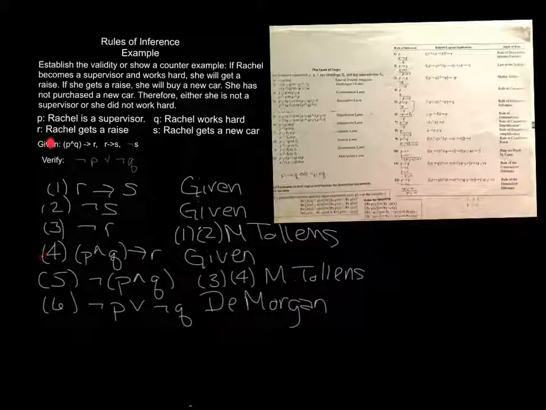Step 4, we rewrite the given, P and Q implies R. Step 5, again we used modus tollens because we have in step 4 an implication. In step 3, the conclusion is false, therefore our premise must have been false. And then to finish, we distribute the negative using De Morgan, and we get not P or not Q.